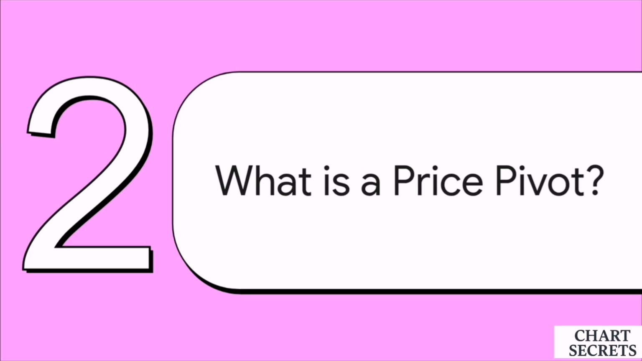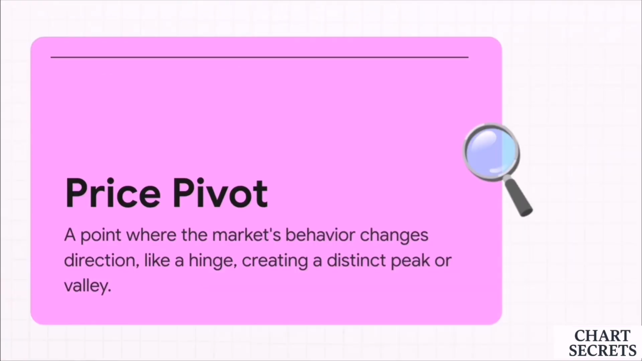What exactly is a price pivot? Think of it like the hinge on a door. The market is swinging in one direction. It hits this specific point, and then it swings in a completely new direction. This isn't a pause, it's a decisive turn. It's what creates those really clear peaks and valleys you see on a chart.